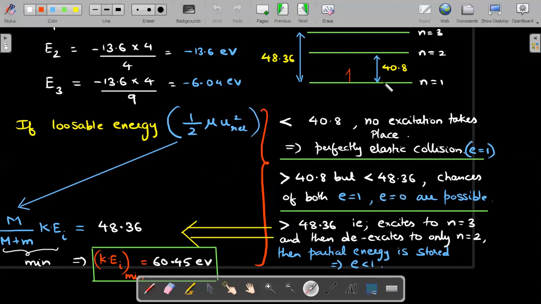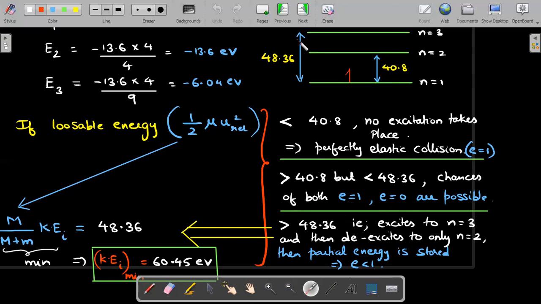So once it gets excited, what actually happens is all of that energy would be stored in the form of excitation energy. Then e equal to 0 is possible. There is no chance of part of this energy getting stored, because there are no more energy levels in between n equal to 1 and 2. So once your number is more than 40.8 but less than 48.36, only these extreme possibilities are there, that partial absorption of energy is not available. That is where the trick in the question comes in.